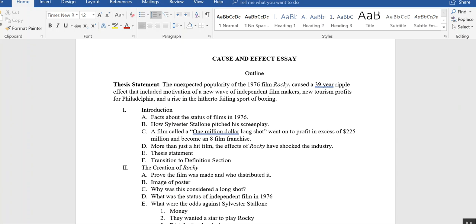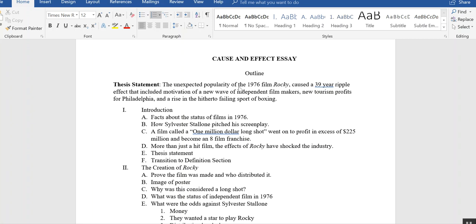Okie dokie. Let's look at the cause and effect essay. Now the important thing is to select subject matter that you like, because if you write about a topic that you don't care about and that isn't interesting to you, then the whole tone of the essay will be negative and it will continually defy itself. So here's a thesis statement. Let's say we're going to work with this one.